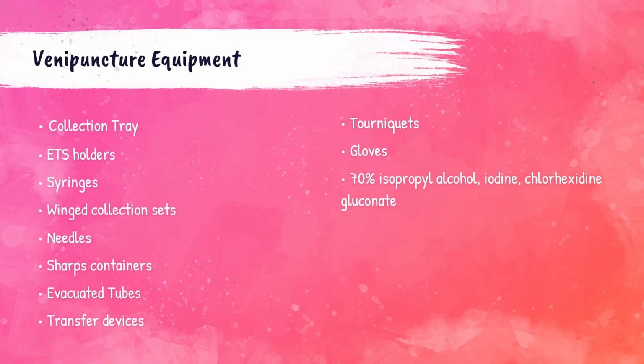Now, the standard antiseptic for routine venipuncture is 70% isopropyl alcohol. Chlorhexidine is used for blood donors and blood cultures, but not for routine venipuncture. So these are all the equipment that you'll need to perform a venipuncture procedure.